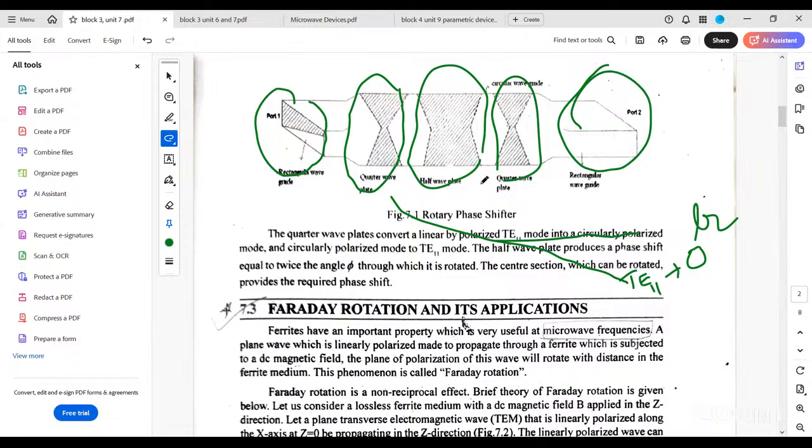Next, this half wave plate is producing the phase. Which is producing phase here? The half wave plate is producing the phase shift. After producing the phase shift, what do we have here? Here we have circular shape.